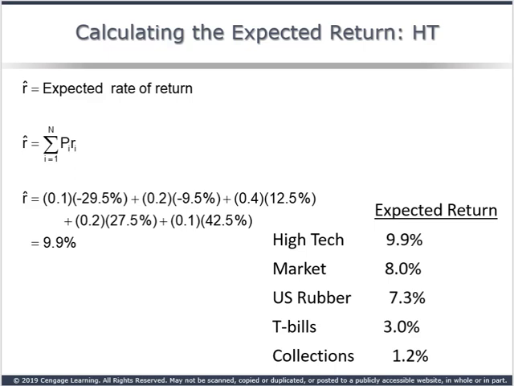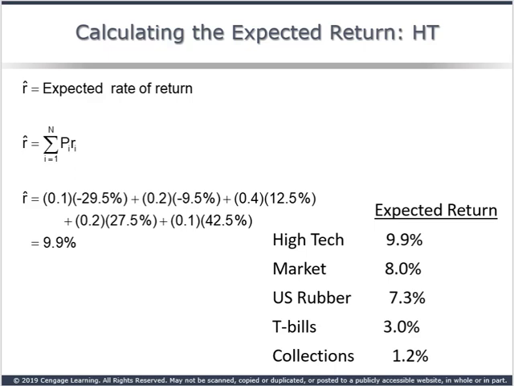If we did that for the rest of them, we see here that USR was US Rubber, COLL was Collections, and then Market would be the overall market.